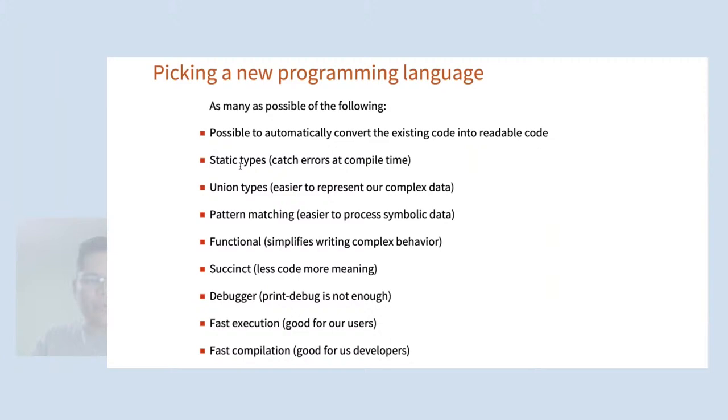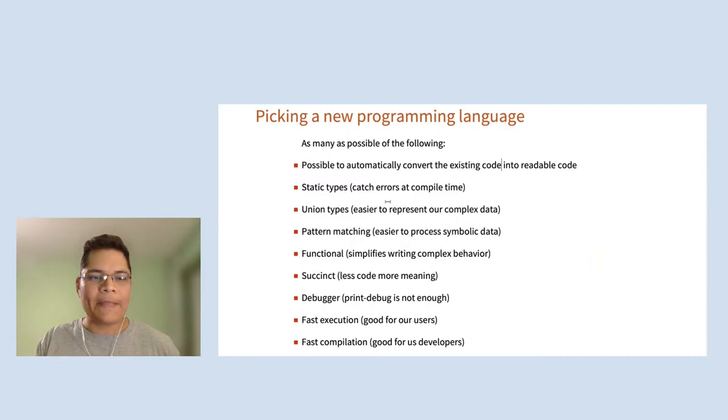We also wanted the language to have union types to represent all this complex data that we have. And of course, pattern matching, because we needed an easy way of processing all this symbolic data. We wanted it to be functional, because it really simplifies writing complex behaviors. And also, if this language were succinct, it would be much better. So have less code with more meaning. And we wanted a debugger, because print debugging sometimes is not enough, and it is very useful to know how you ended up in that place. We also wanted a language that was a little bit faster, because this will be great for our users. If their model compiles faster, then it's good. And for the developers, we wanted a language that could be compiled fast, because if we have to do iterations on the code, it's always nice to not wait too much for the code to be compiled.